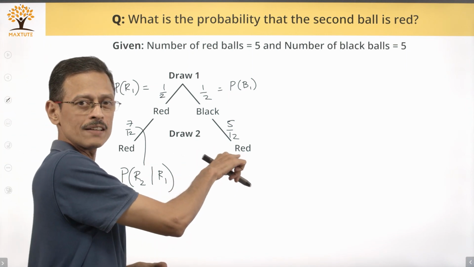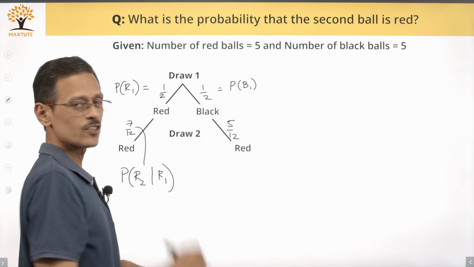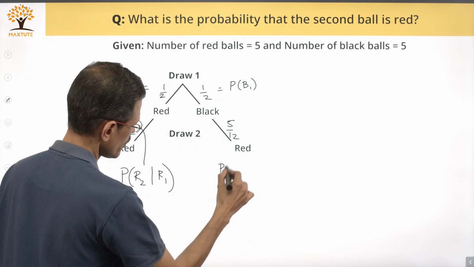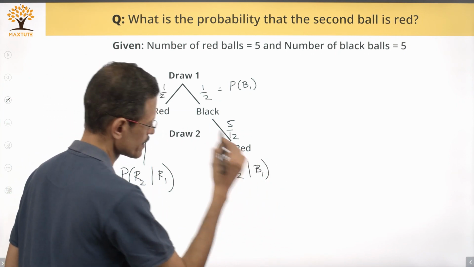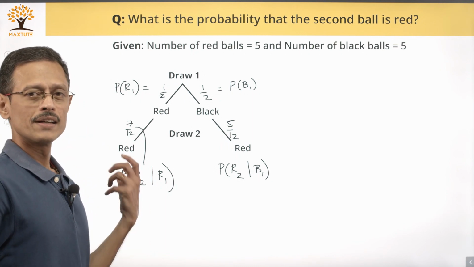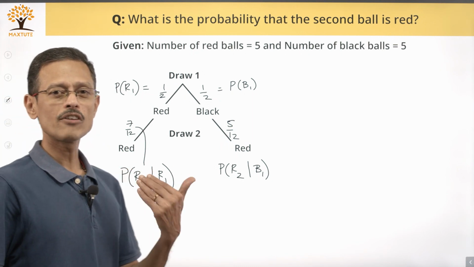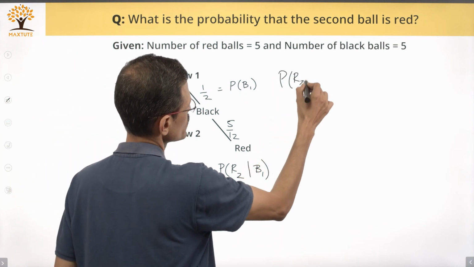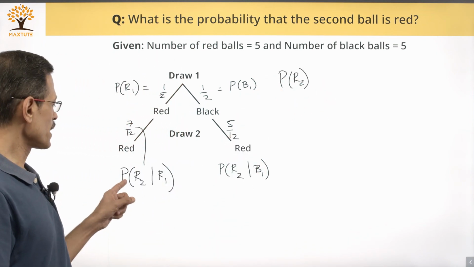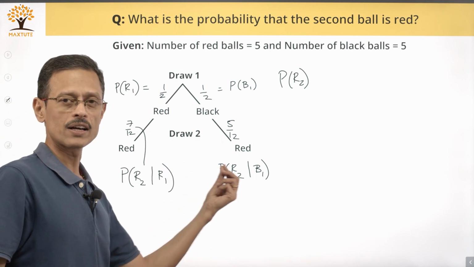Here, the second ball is a red, given the first ball is a black. So this is P of R2, the second ball is a red, given the first ball is a black. Now, we need to find out P of R. What is the probability of getting a red ball, right? That is what P of R2 is, what we need to find out. We know P of R2 given R1. We know P of R2 given B1.